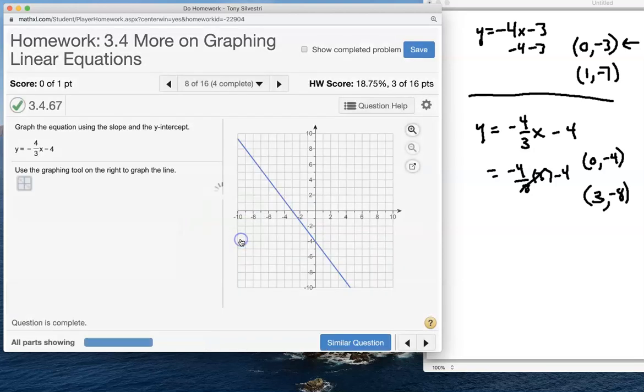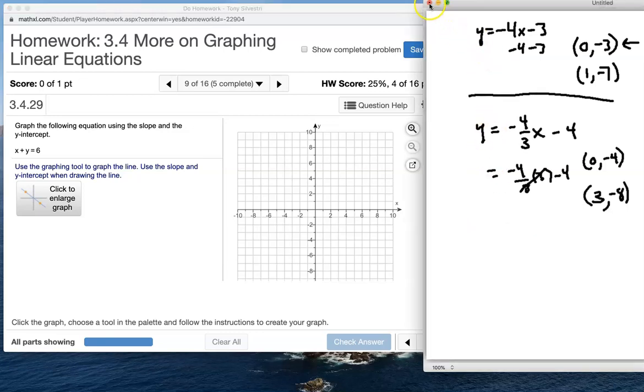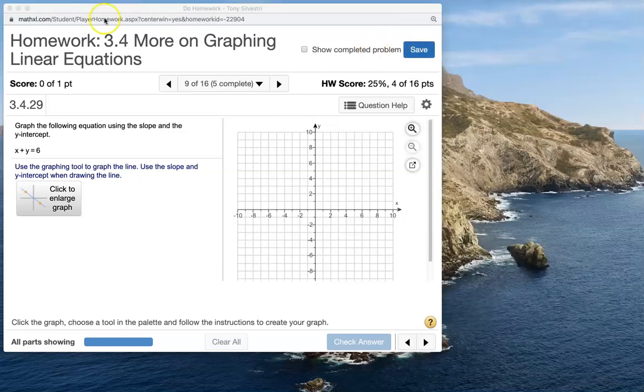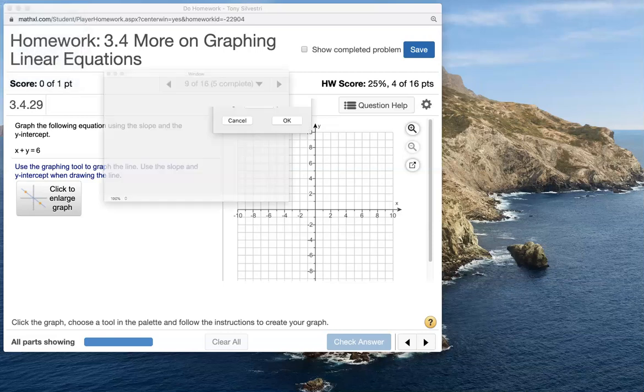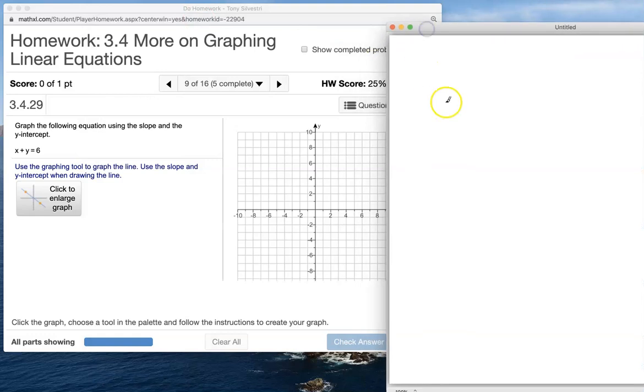Fantastic. See, am I lying to you? I don't think I'm lying to you. Not lying to you. I lie to you about other things, not math. Math is truth. Math is truth.